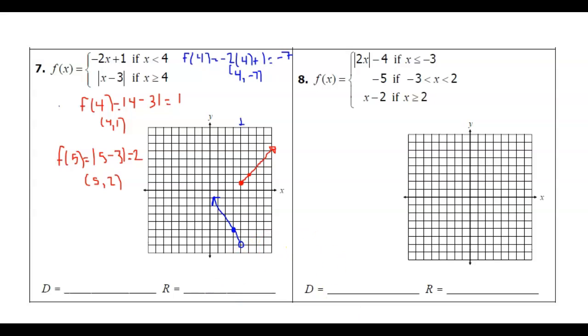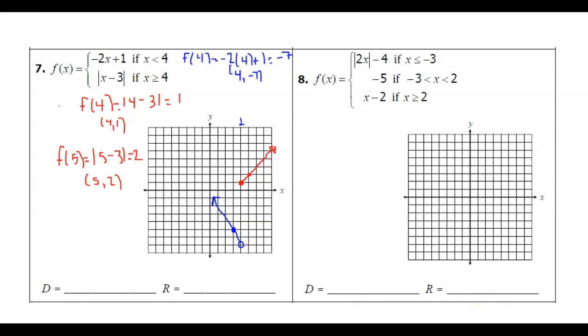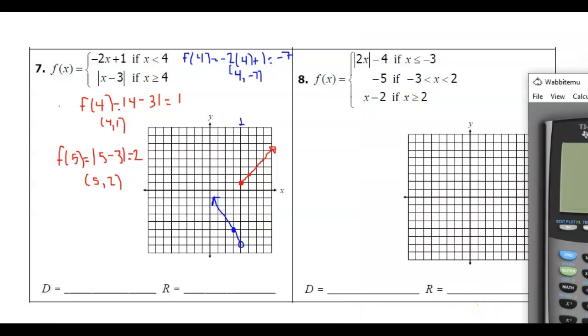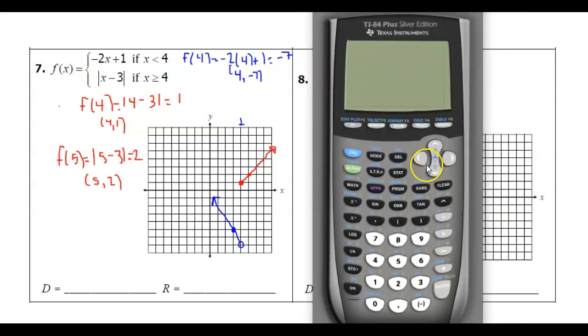Now I want to check my work with my calculator. Can you believe it? Your calculator actually checks work. So I'm getting my calculator out and I'm going to check this piecewise function. I'll show you how to do it. For those who have the new calculator, I'll link a video because your steps are going to be pretty simple. With the TI-83 or TI-81, we have to do a little bit more work, not too much, but a little bit more.